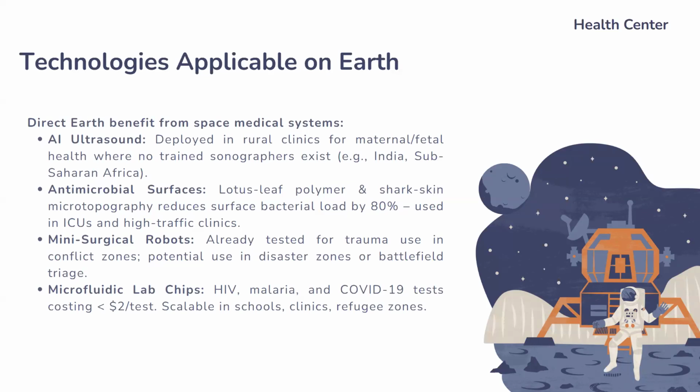Then the antimicrobial surfaces that we talked about, particularly coatings inspired by the lotus leaf and the shark skin. These nanostructured materials can physically resist biofilm formation and reduce the microbial load by around 80%. On Earth, these coatings are now being applied in high-risk environments like ICU wards, neonatal care units, and even in the public transportation system. They are actually testing this.